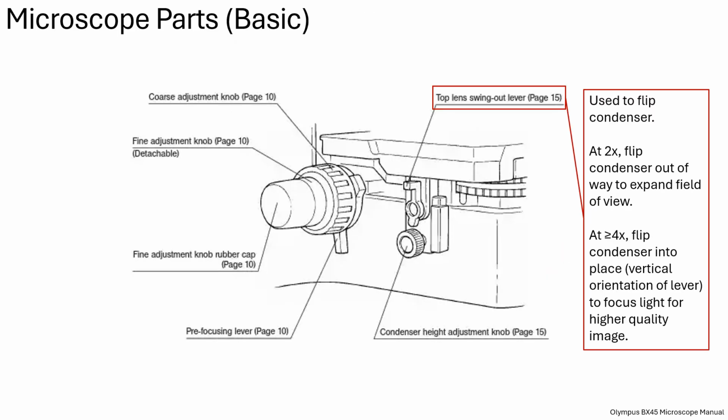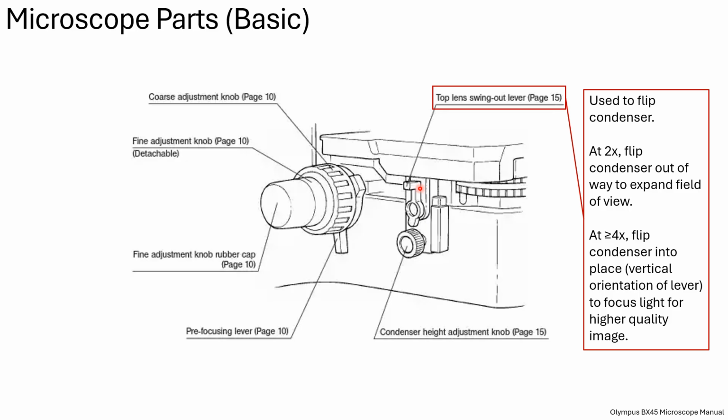The microscope condenser sits centrally just below the stage. The condenser switch is typically located on the left side of the scope just beneath the stage. When you are viewing slides at 2x, you will want to flip the condenser out of the way to expand your field of view. When viewing slides at 4x or higher, you will want to flip the condenser into place to focus the light for a higher image quality.